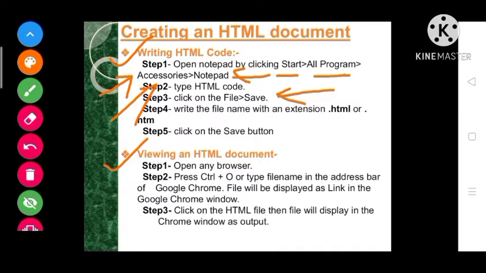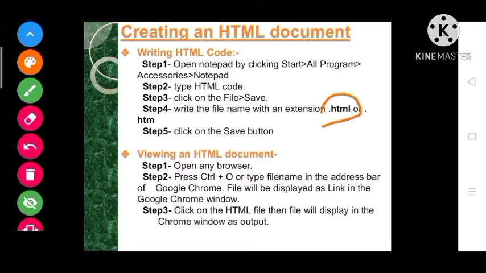In that dialog box we will write the name of the file, means the file name we should write, and then we should use .html or .htm. This is the extension name. .html and .htm are the extension names, followed by the file name. So by using these extensions we will save the HTML document. Then click on the save button.